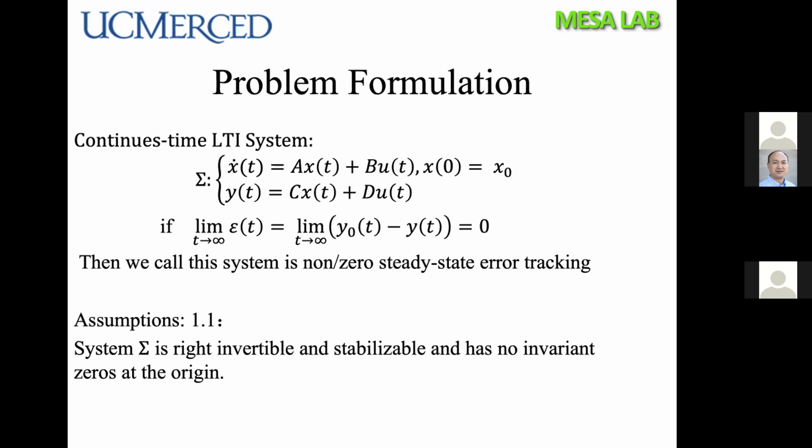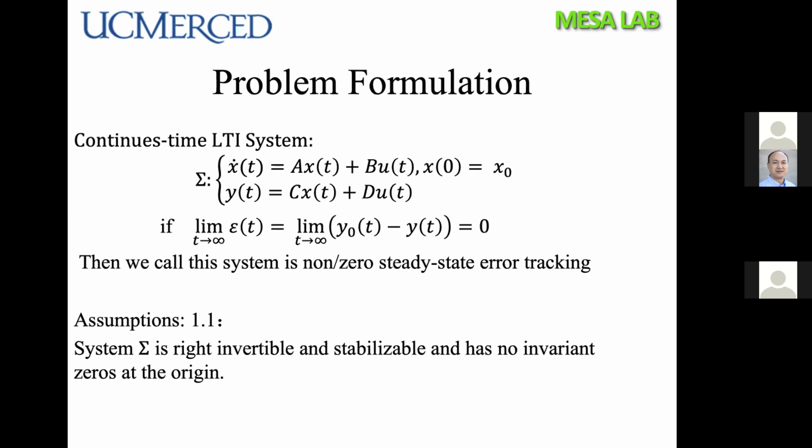Consider an LTI system, sigma. We assume, without loss of generality, that all columns of B and D are linearly independent, and also that all rows of C and D are linearly independent. If there exists a tracking error epsilon such that, as time goes to infinity, y_0(t) minus y(t) equals 0, then we call this system zero steady state error tracking.